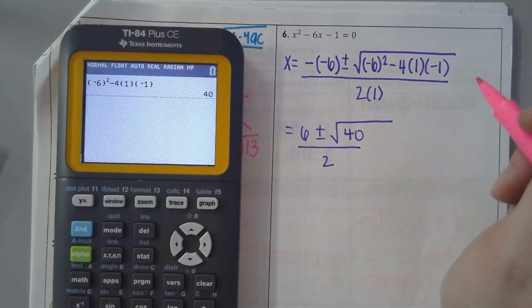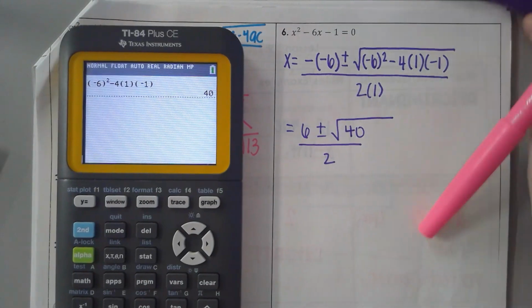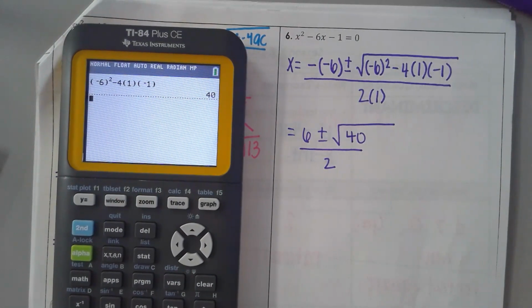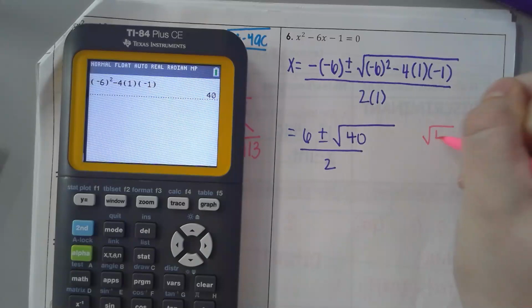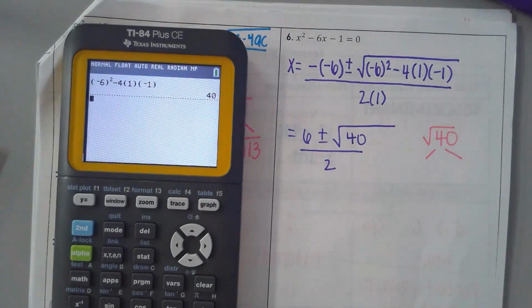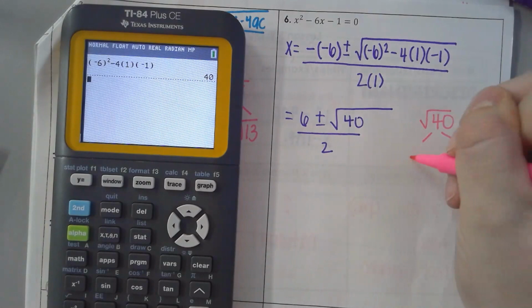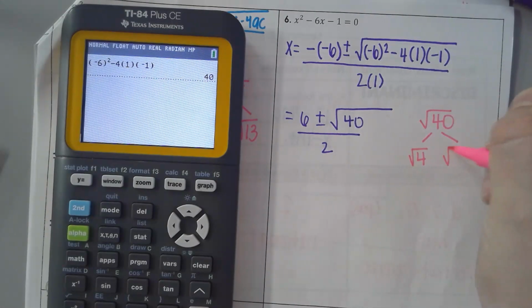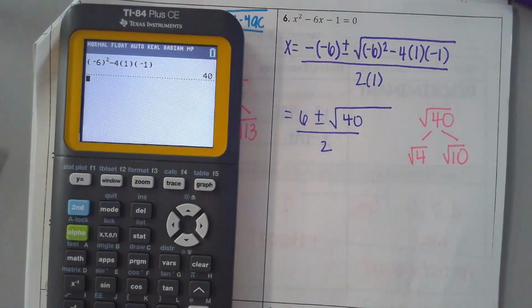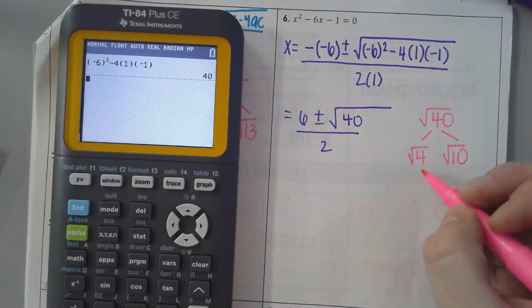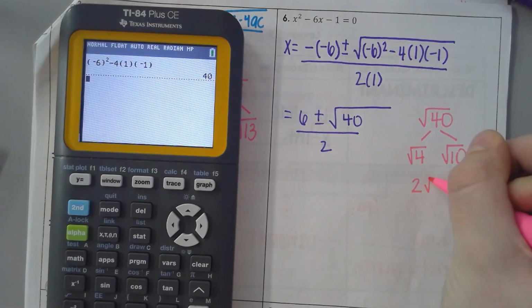So we get 6 plus or minus the square root of 40. So we need to take the square root of 40 and split that up. What is the largest perfect square that goes into 40? 20 is not a perfect square. It would have to be 4 and 10. So we have the square root of 4, the square root of 10. And so what is the square root of 4? 2. Square root of 10.